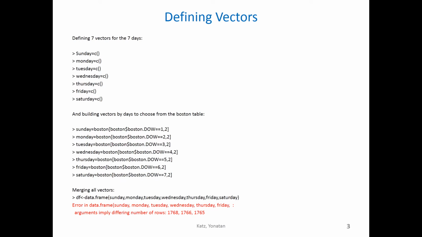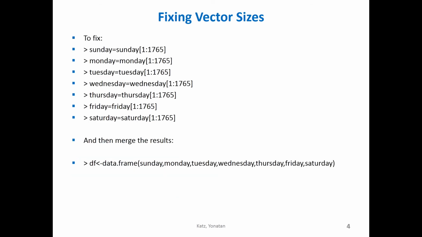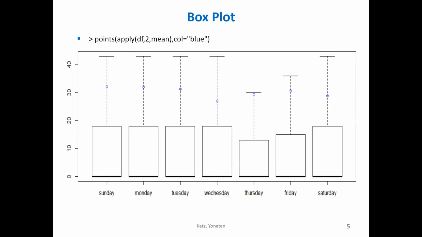So when I tried to merge all the vectors, I got an error, and the reason for the error is that the vectors are not the same size. When I extracted the data from the website, not every month or week is equal in terms of the days, and as a result you need to clean it in the way that I presented on this slide. So once it's fixed, you can merge all the vectors, and the end result would be a box plot.